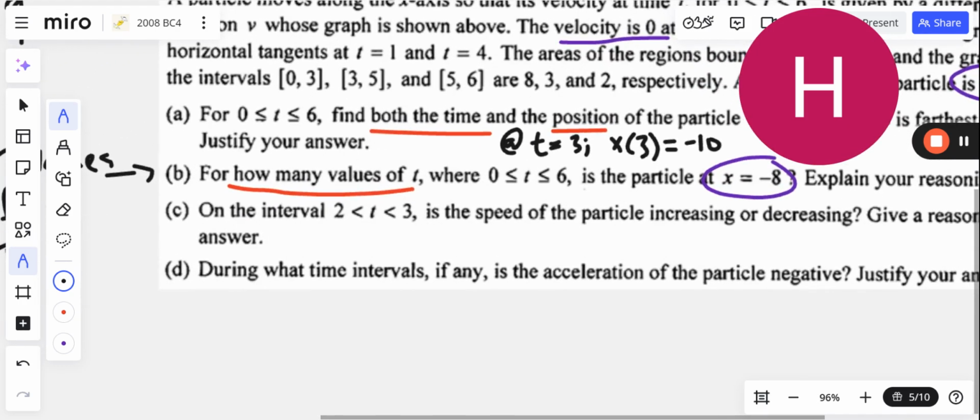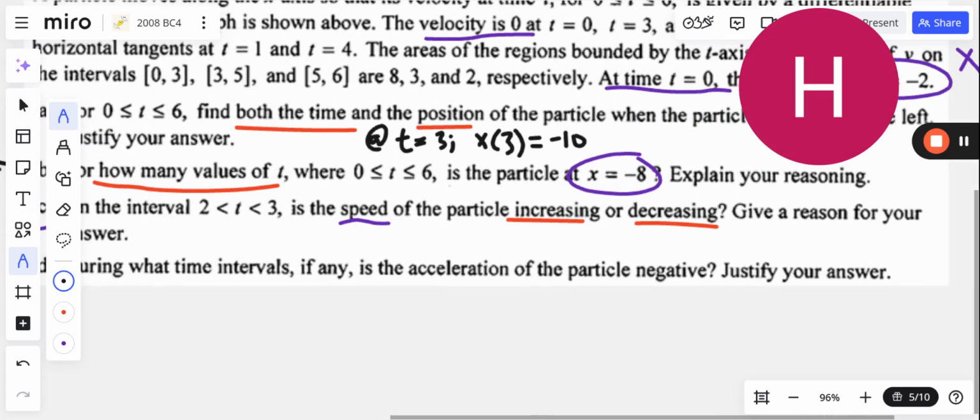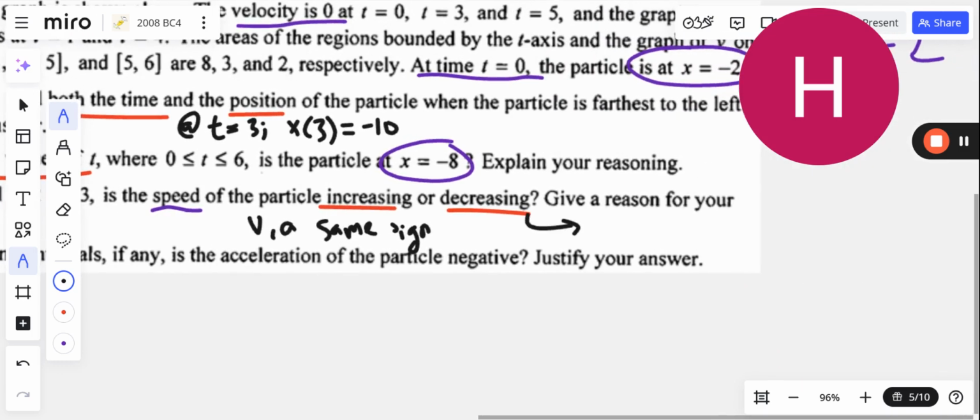Okay, part C. Moving along quite quickly, aren't we? On the interval from 2 to 3, is the speed increasing or decreasing? So we need to understand how we determine that. How do we determine if the speed is increasing or decreasing? Remember that speed is increasing if the velocity and the acceleration are the same sign, whereas it's decreasing if the velocity and the acceleration are opposite signs. So we need a way to determine the plus or minus sign of the velocity and of the acceleration.